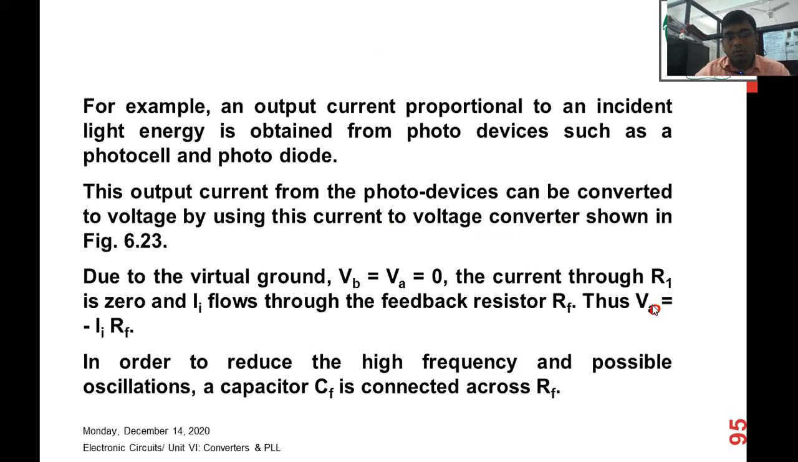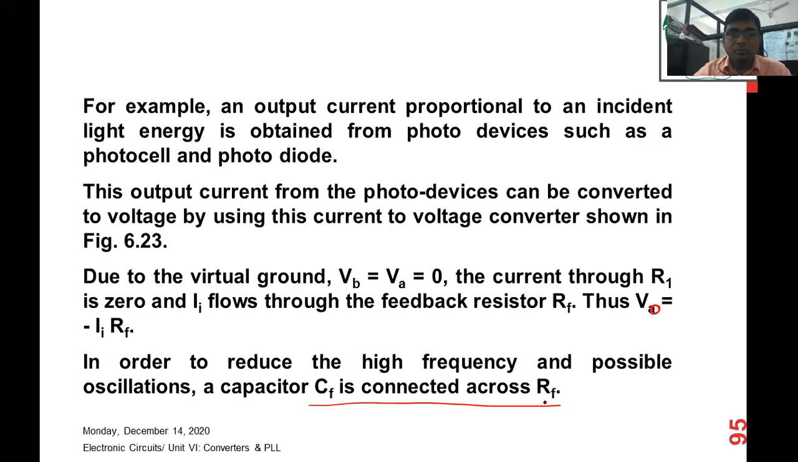In order to reduce the high frequency and possible oscillations, you can connect CF parallel to the RF. It is not necessary for low frequency signals, but where you operate the circuitry at high frequency or in some oscillation networks, you have to use the CF in parallel to RF.